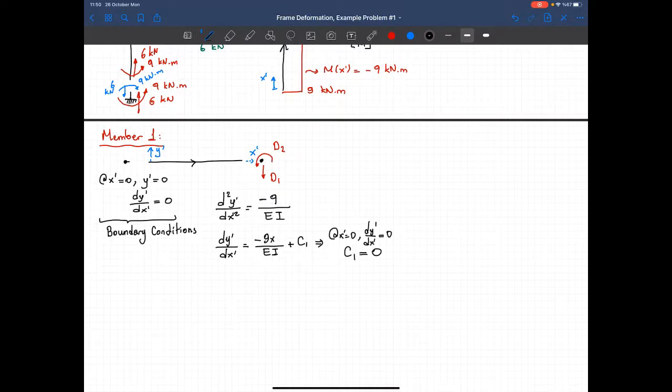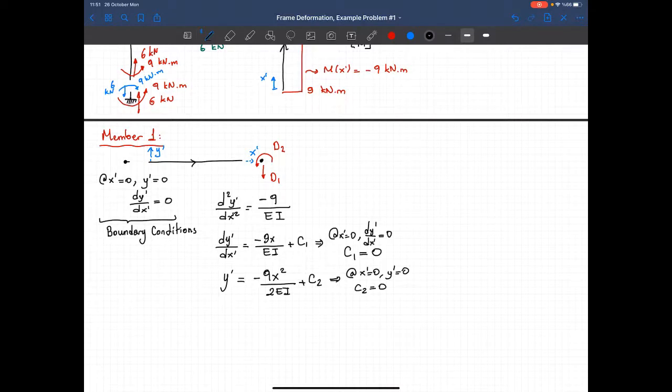Okay, now integrated one more time, I obtain the equation for the transverse displacement is equal to minus 9x squared divided by 2EI plus C2. Then I can use the first boundary condition to determine the value of C2. Let's do that. So at x prime is equal to 0, y prime is equal to 0. So this tells me that C2 is equal to 0.